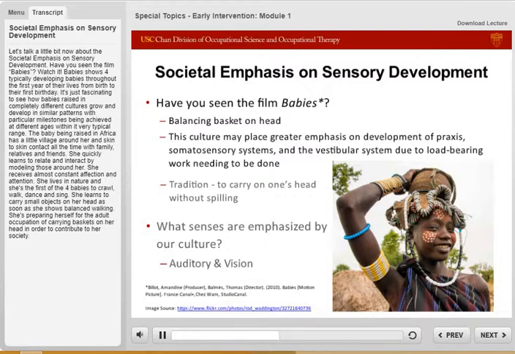The baby being raised in Africa has a little village around her and skin-to-skin contact all the time with family, relatives, and friends. She quickly learns to relate and interact by modeling those around her. She receives almost constant affection and attention. She lives in nature, and she's the first of the 4 babies to crawl, walk, dance, and sing. She learns to carry small objects on her head as soon as she shows balanced walking, and she's preparing herself for the adult occupation of carrying baskets on her head in order to contribute to her society.